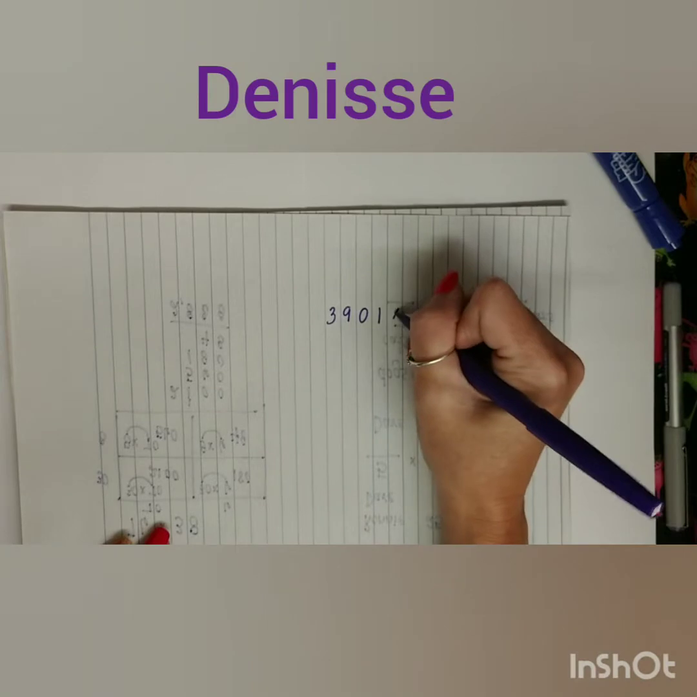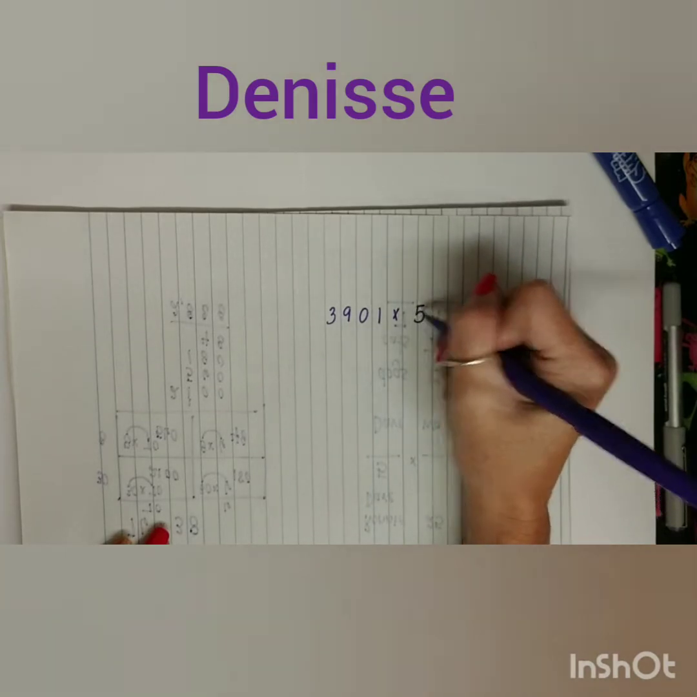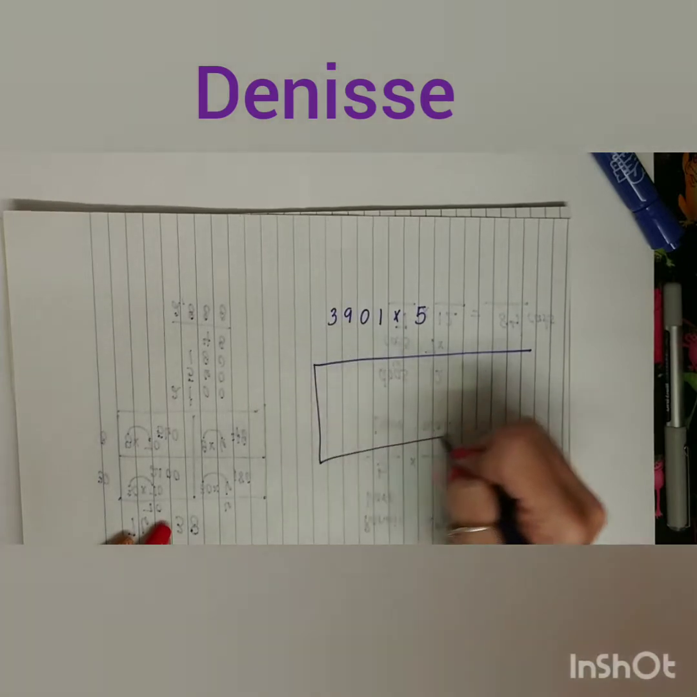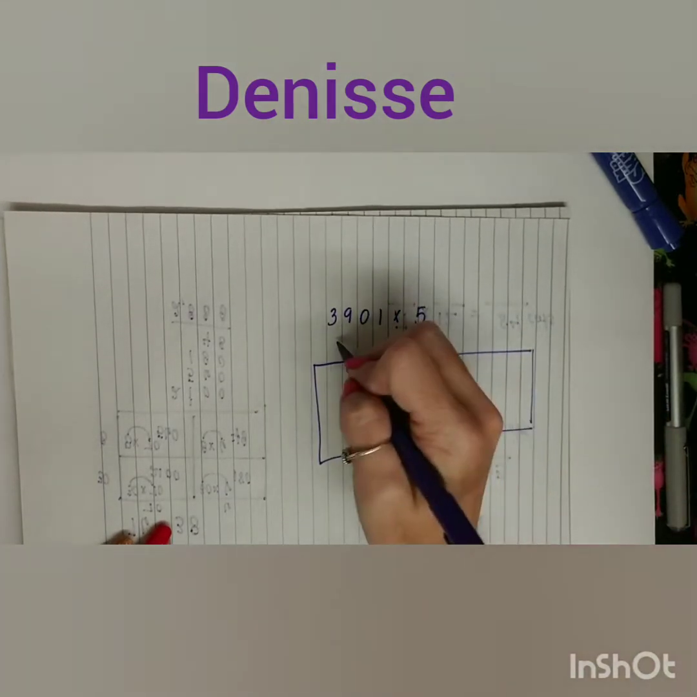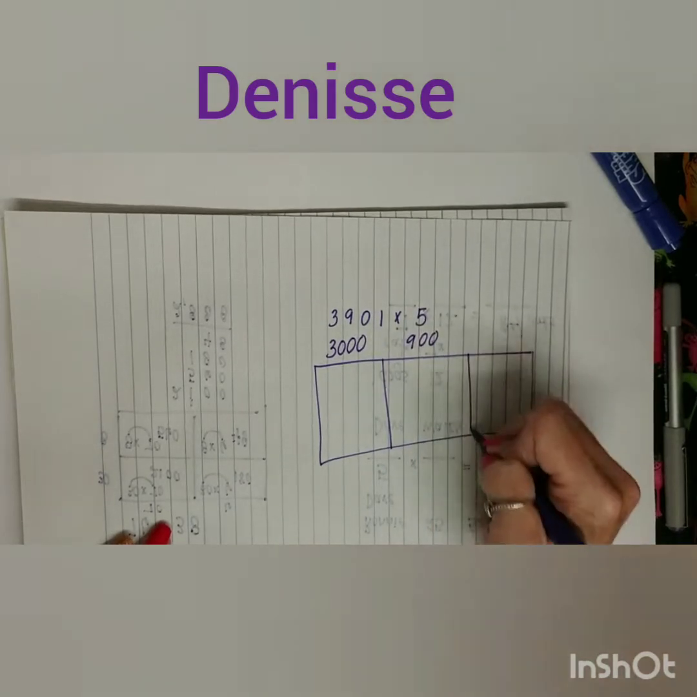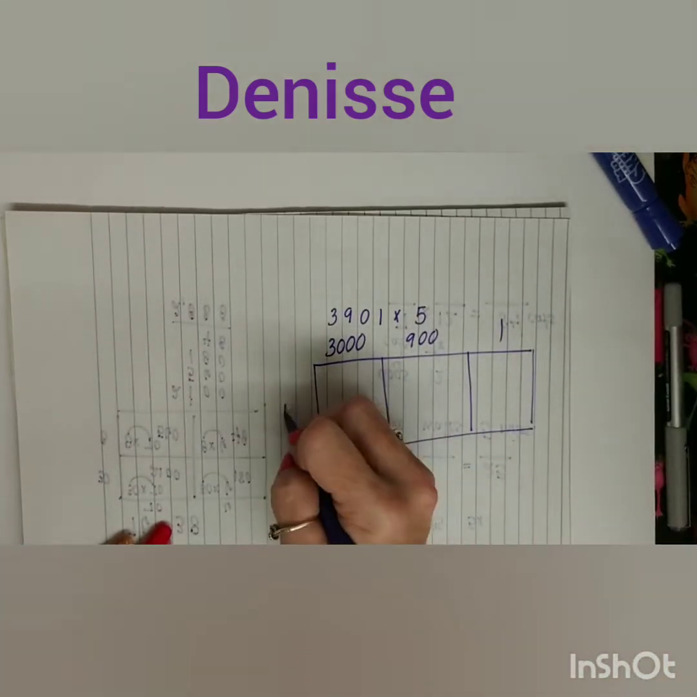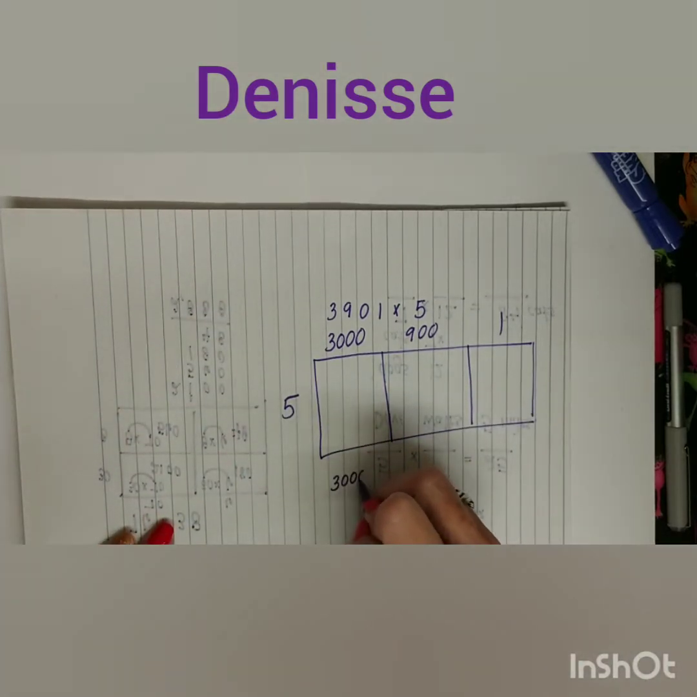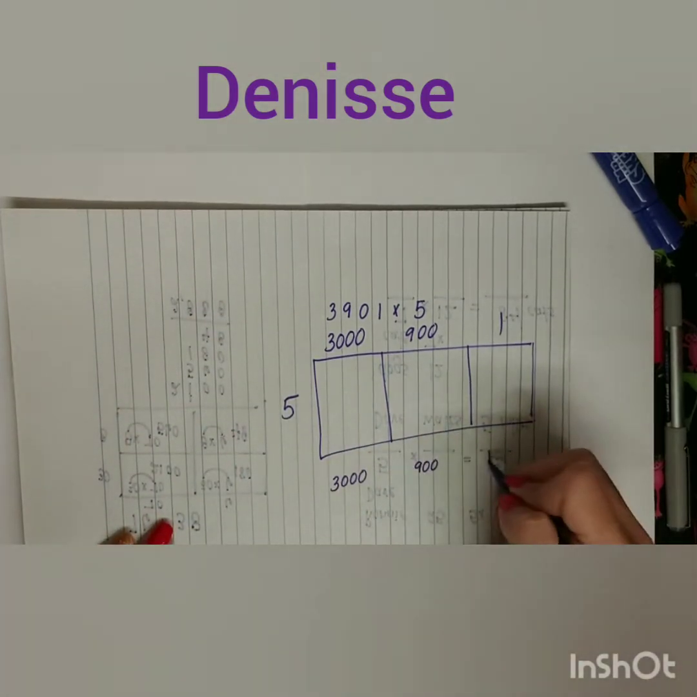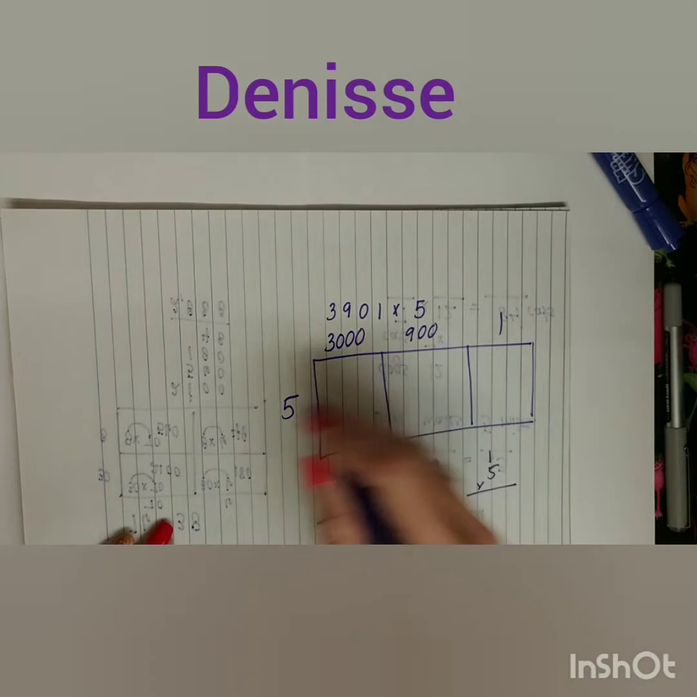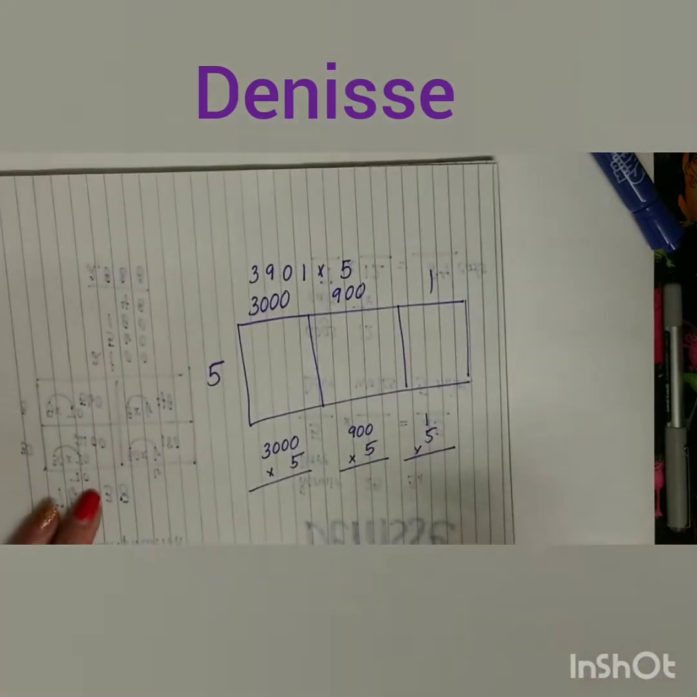3,901 times 5. So with this, I break apart my biggest number into place value, 3,901. And each piece times 5. So an easy way to write it is 3,901 times 5, times 5, times 5. So you don't even have to draw the boxes with this one.